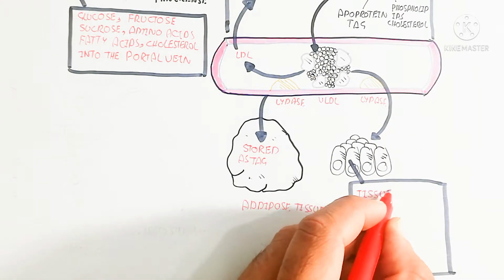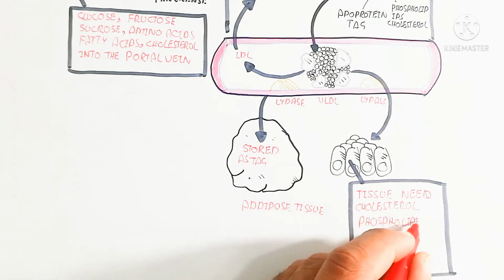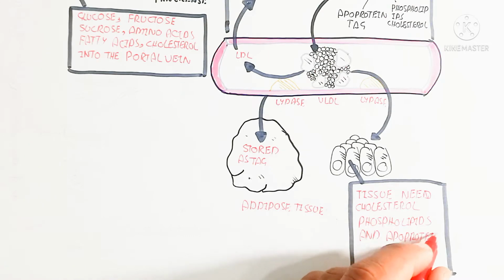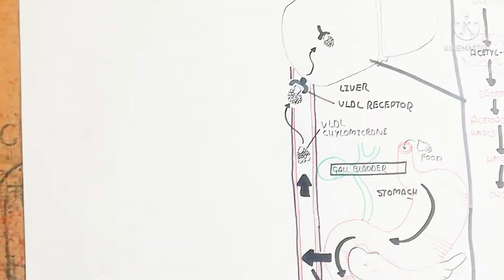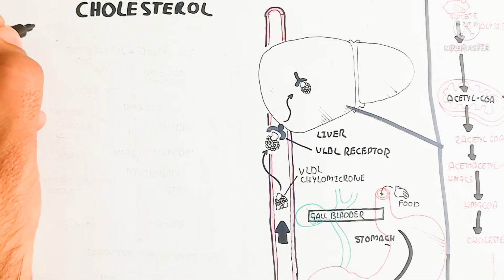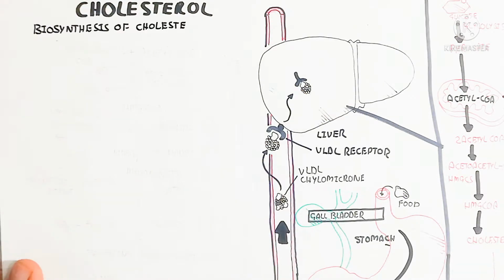We will discuss this also. So here are the different tissues, and adipose tissue uses the triacylglycerol for storage, and the cholesterol is used for the plasma membrane. We will discuss this; tissues need cholesterol, phospholipids and apoprotein for the normal function.